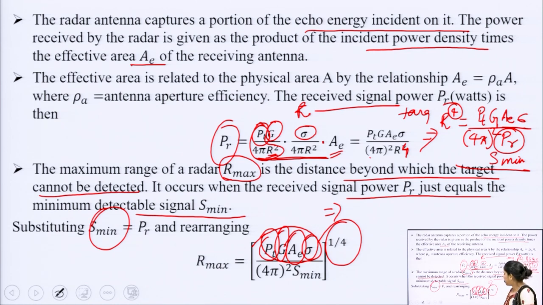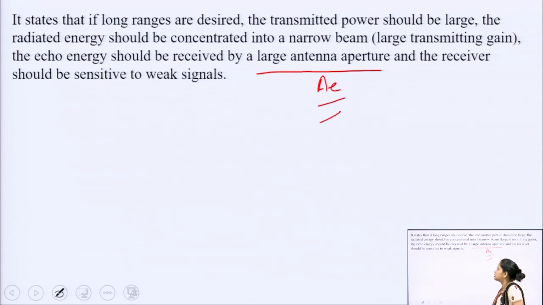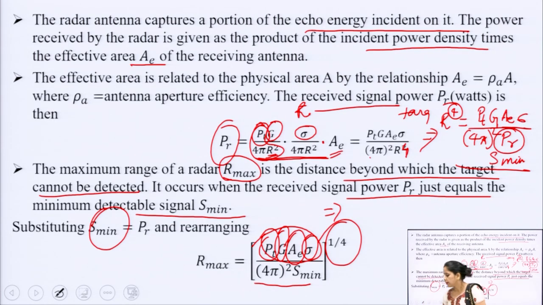And parallelly, we can state that if long range is desired, transmitted power should be large, and the radiated energy should be concentrated in a narrow beam, with large antenna transmitting gain. I already told that G should be large. The echo energy should be received by a large antenna aperture, that means AE should be large, and the receiver should be sensitive to weak signals. That means S min has to be minimum.